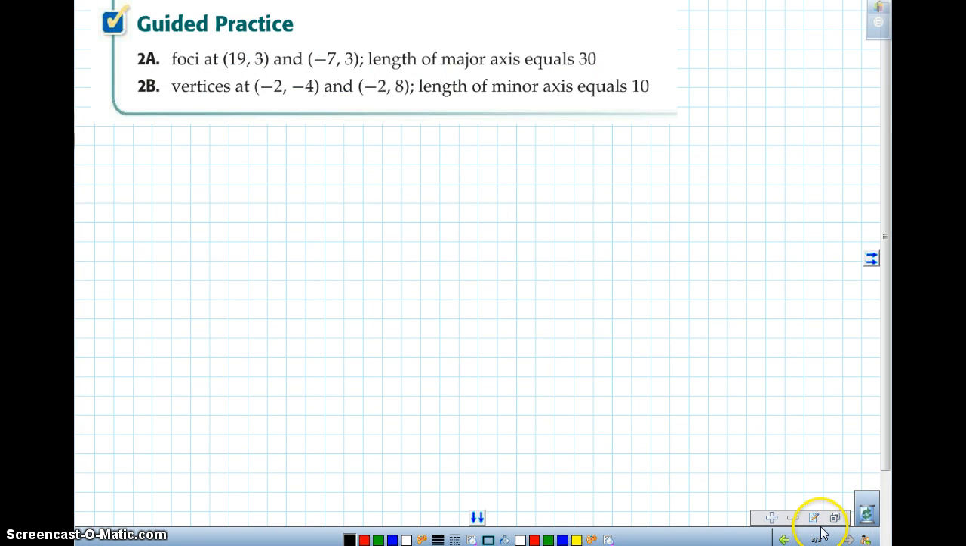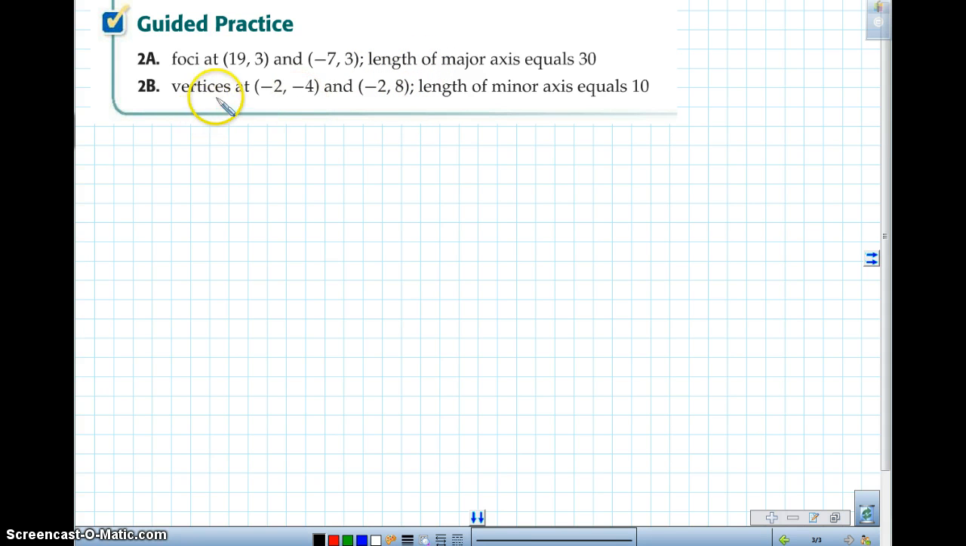Okay, here are 2 sample problems that I want you to do, complete and turn in tomorrow. Plot and write the equations for ellipses that have foci at 19, 3 and -7, 3. And this time they told you the length of the major axis. So if you know the length of the major axis, you would cut that in 2 to figure out how far from the center it is to your coordinates that are the vertices. If you graph this one, it becomes very apparent where the vertices are. And then it's just like the second example.